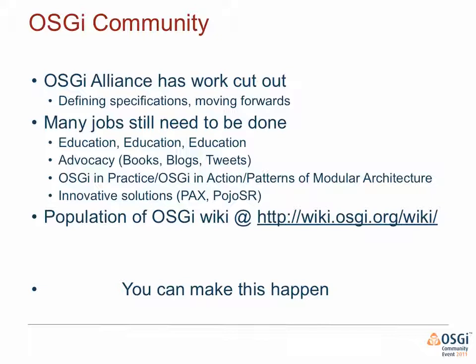Education, providing the right way of doing things, success stories, advocacies in books, blogs and tweets, OSGi in Practice or OSGi in Action, patterns of modular architecture. All of these things are ways that we can get the message out that actually developing for OSGi is often easier than a corresponding Java runtime, but also providing people the hand-held translations to go from a system that they have at the moment to something that they want to go forwards. And I think it's also worth pointing out that innovative solutions like PAX and POJO SR came from outside the OSGi community, and indeed tools like bnd tools and bnd itself are ones that aren't OSGi mandated or OSGi spec systems. They are just ways that we can build these tools together.